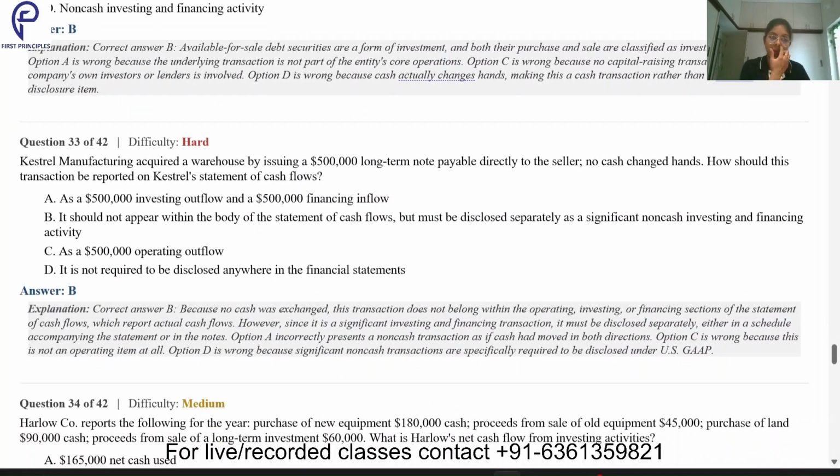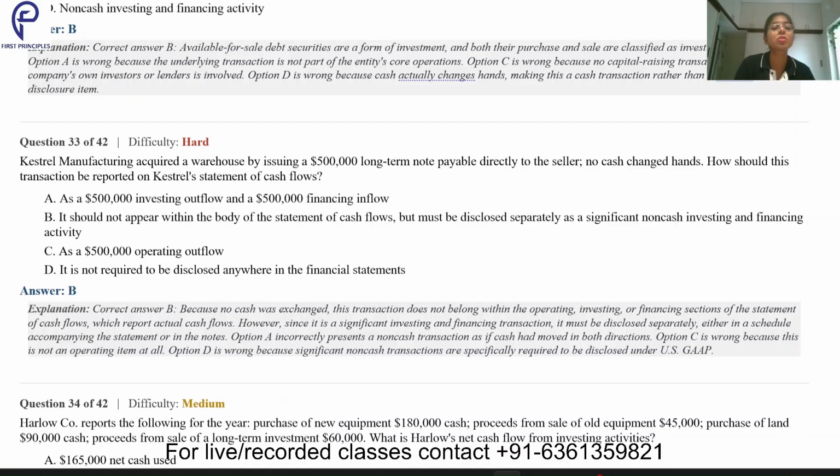Question number 33. Kestrel Manufacturing acquired a warehouse by issuing a 500,000 long-term note payable directly to the seller. No cash changed hands. How should this transaction be reported on Kestrel's statement of cash flows? So there is one business, they bought a warehouse, but instead of paying cash, they have issued a long-term note payable, and no cash changed hands. That means none of the cash came into my business or went out of my business.